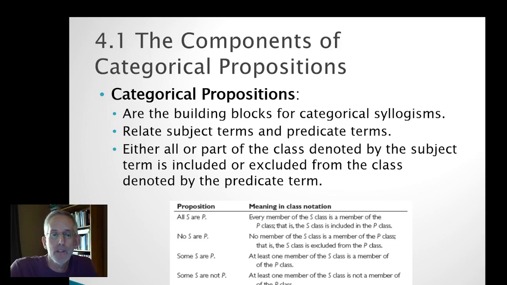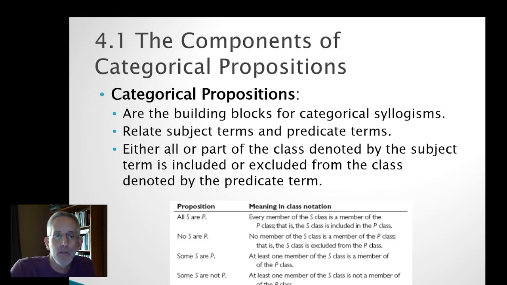These are propositions, and the word proposition, you can think of that as meaning a statement, like a declarative sentence, in other words. So categorical propositions are propositions that are the building blocks for categorical syllogisms. So you use these statements or propositions to build syllogistic arguments. Now, we'll learn about syllogisms next week, but a syllogism is just an argument, deductive argument, has two premises and one conclusion. And so you can build deductive arguments out of these propositions that we're going to look at in this chapter or this section.